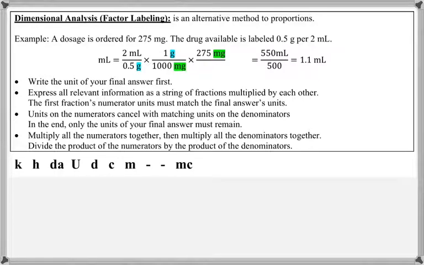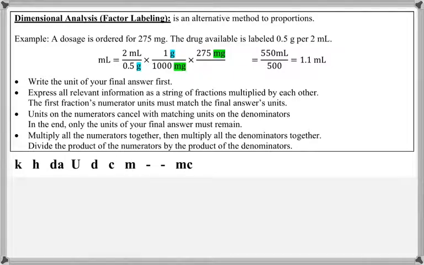This chapter is on dimensional analysis, or sometimes it's called factor labeling, and this is an alternative method to proportions. So we're going to be actually solving some of the same questions that we've solved before using proportions, but now we're just using a different method. So our first step is to write the unit of your final answer first. So a lot of times we're going to be looking for mLs, and we're going to write that first.